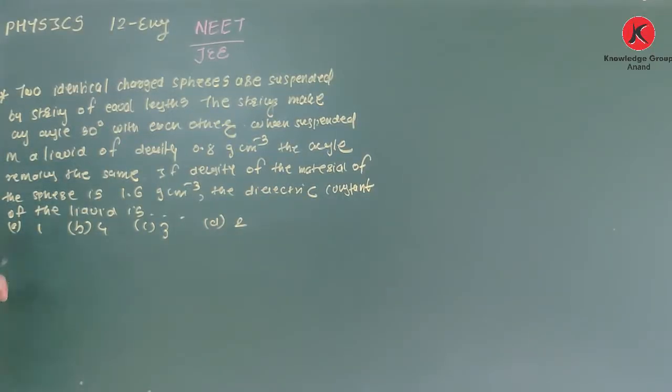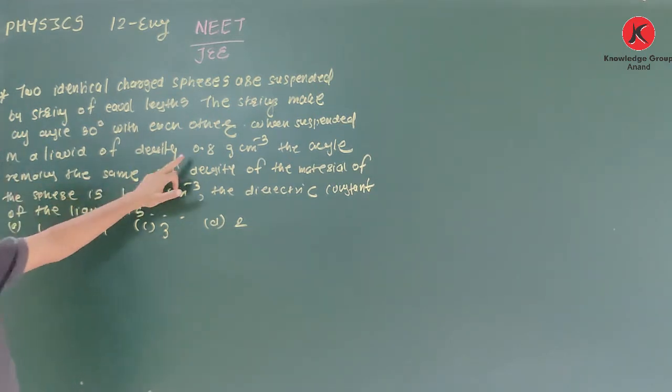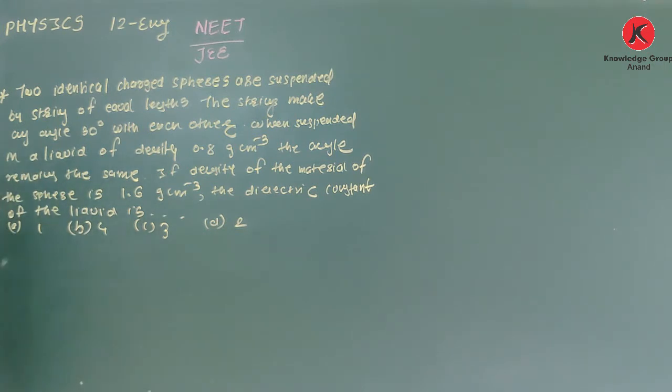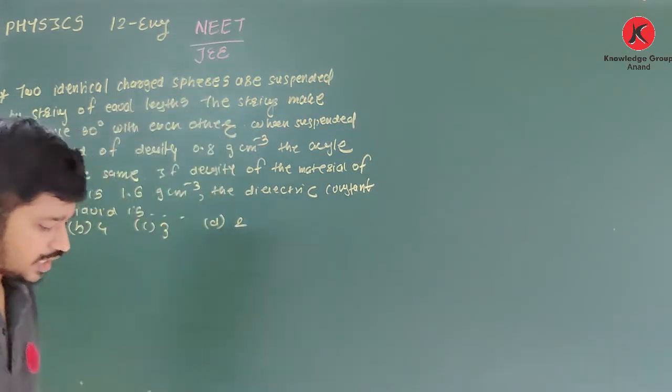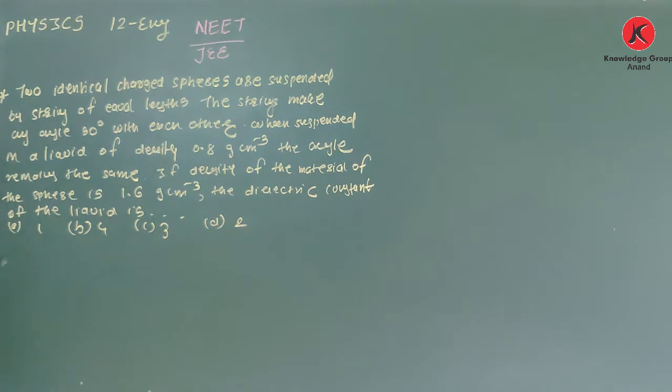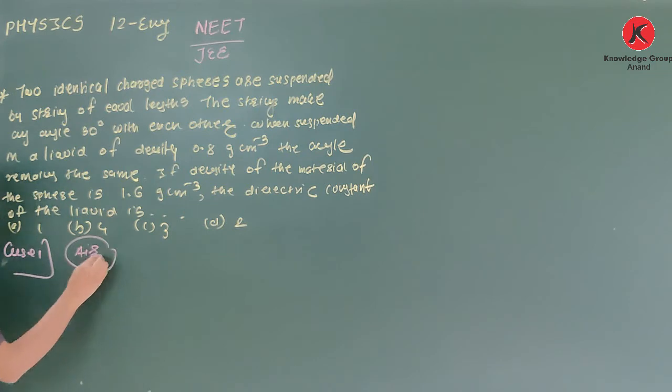See next question. Two identical charged spheres are suspended by strings of equal length. The strings make an angle of 30 degrees with each other when suspended in a liquid of density 0.8 gram per centimeter cube. The angle remains the same. If the density of the material of the sphere is 1.6 gram per centimeter cube, the dielectric constant of the liquid is. Initially these two spheres are suspended in air. So case 1: two spheres suspended in air.